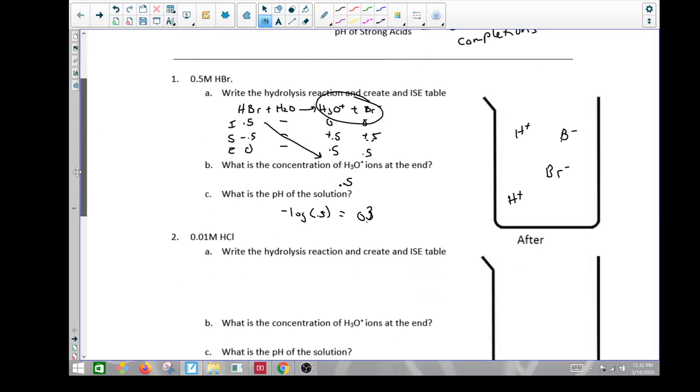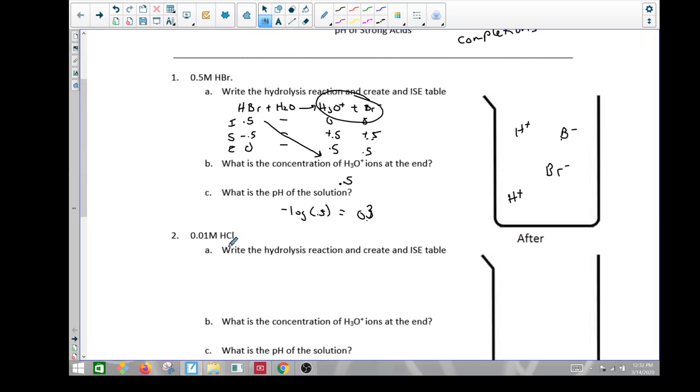Next one, HCl, also a strong acid. All right, HCl plus water goes to H3O plus, Cl minus. Now again, it goes to completion.